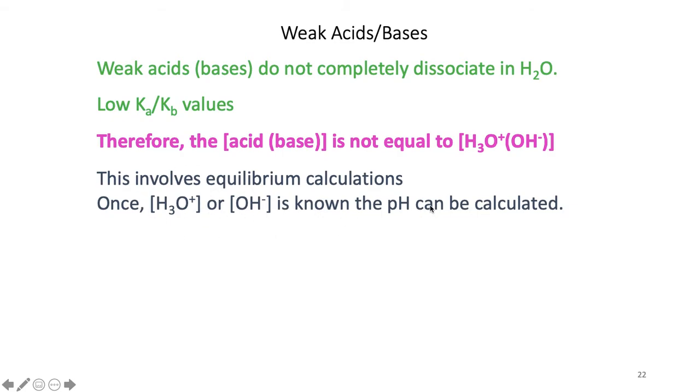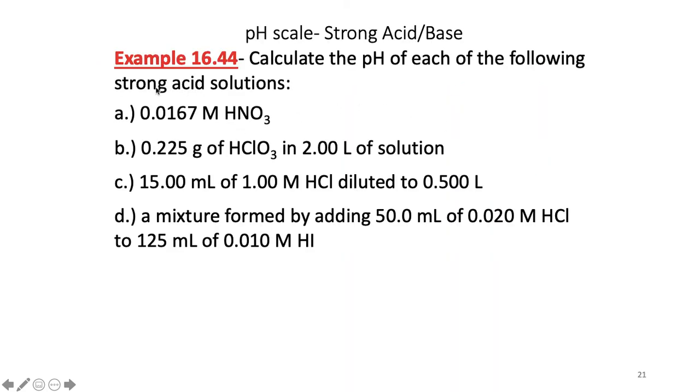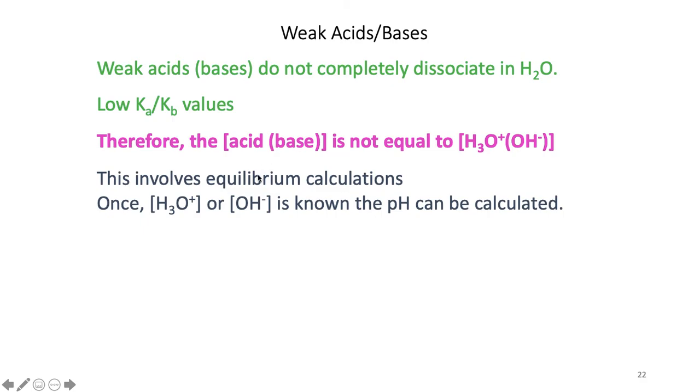And once you know those, you can calculate a pH, but we're not really going to go into too much detail. Just know that for weak acids and bases, you don't have complete dissociation, so you cannot equate the amount of acid initially to the amount of H3O plus, just like we did here, where this amount of strong acid is going to give me the same amount of H3O plus. If I had a weak acid here, I couldn't say that, and I would have to do equilibrium calculations to figure that out.